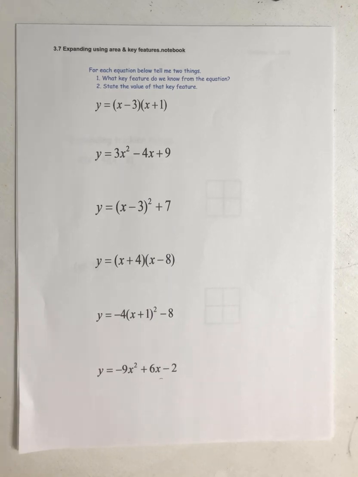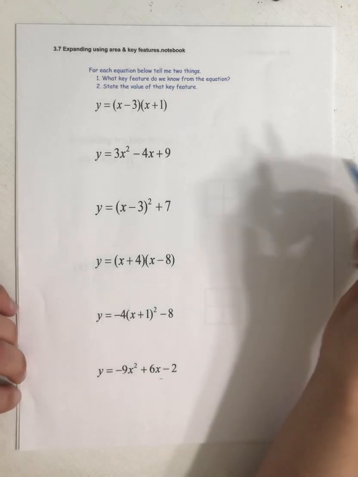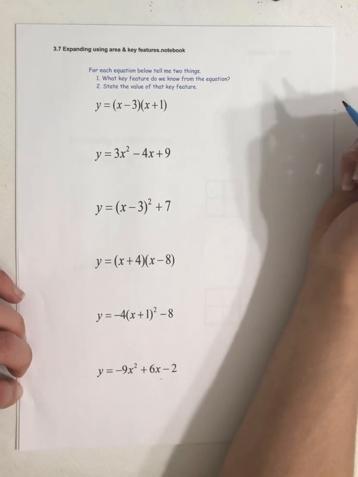So we're just gonna do a little more recall. We're going to look at each equation. We're going to write what form it is, and we're going to write the key feature we know from it, and we're going to state the value of the key feature.